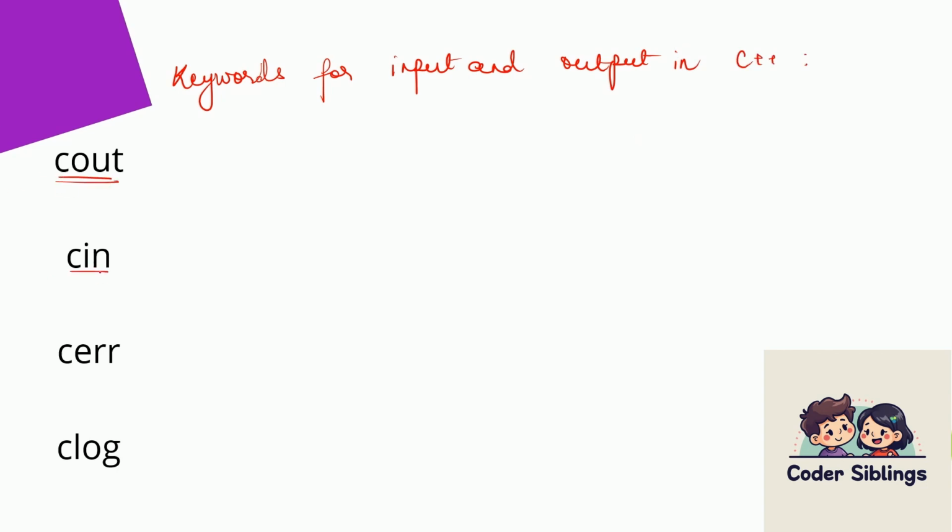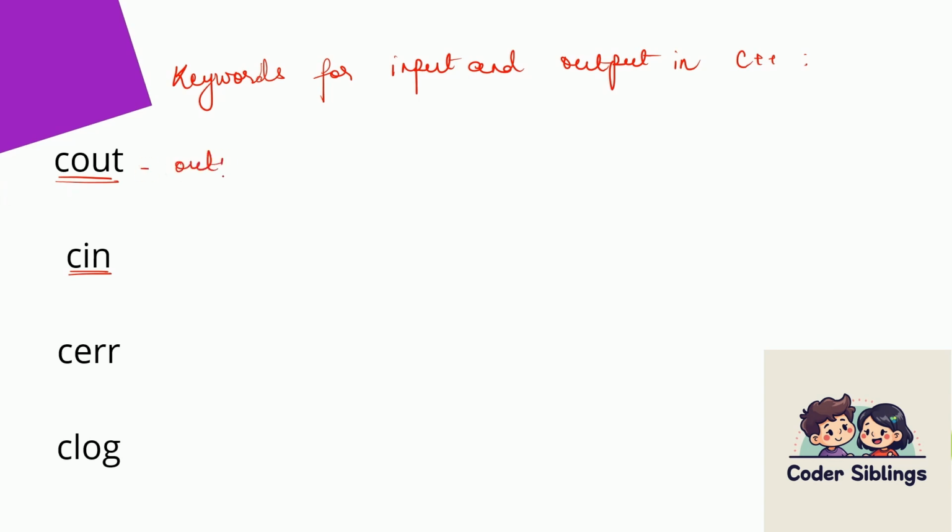Cout and cin. Even a beginner level programmer knows the keywords cout and cin, and that they are used for printing outputs and taking inputs respectively, right? So these are the two very basic commands, and in fact all of these four are included in the IOStream library.